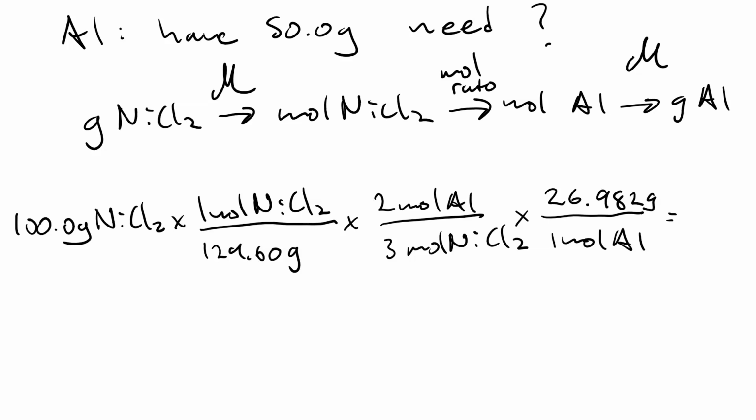So here I've set up my calculation. My first conversion factor converts grams of nickel(II) chloride to moles of nickel(II) chloride. Grams cancel. The second conversion factor takes moles of nickel(II) chloride and converts them to moles of aluminum. The third conversion factor converts moles of aluminum to grams of aluminum.